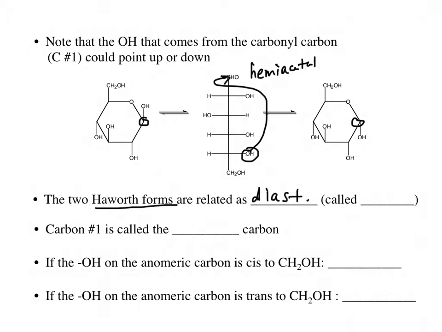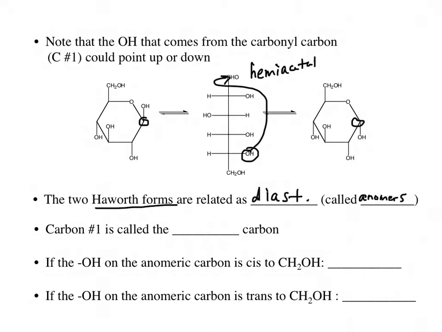I'll just abbreviate it. And since it's sugar chemistry, they have a special name, because everything in sugar chemistry does. Instead of just calling them diastereomeric Haworth forms, they call them anomers. Anomers. And it is spelled A-N-O-M-E-R-S. They are called anomers.